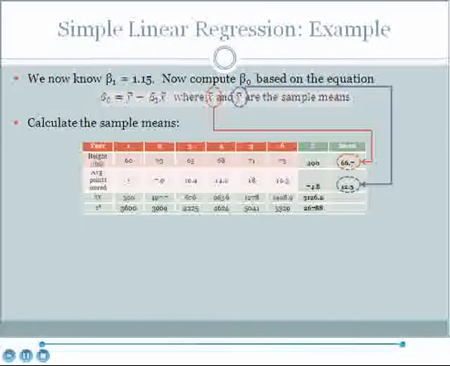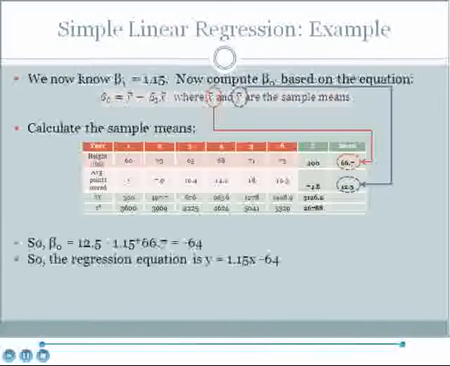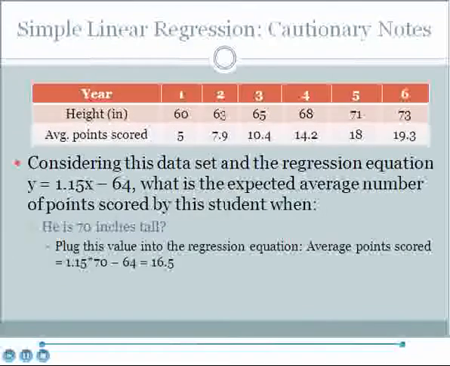The mean height is 66.7, and the average of the y values is 12.5. Plug these values into the equation for beta naught and obtain 12.5, the average of the y values, minus 1.15, the slope of the line, or beta 1, times 66.7, the mean height over the course of the 6 years, and obtain beta naught equal to negative 64. So the regression equation is y is equal to 1.15x minus 64.